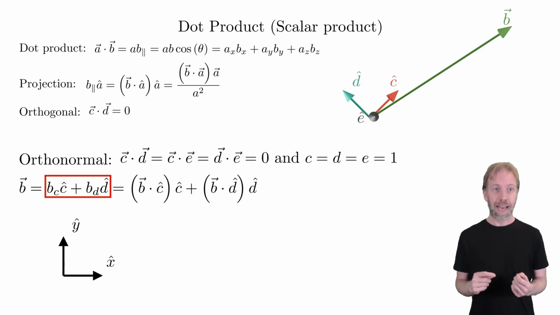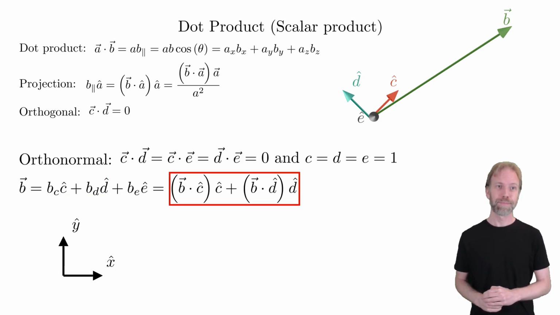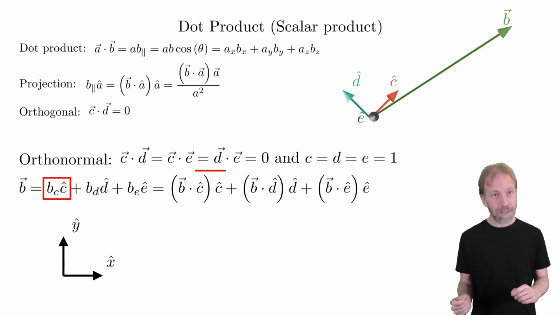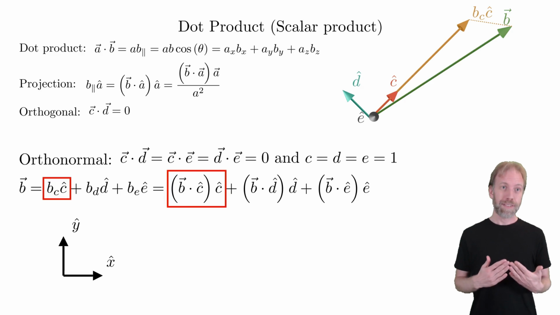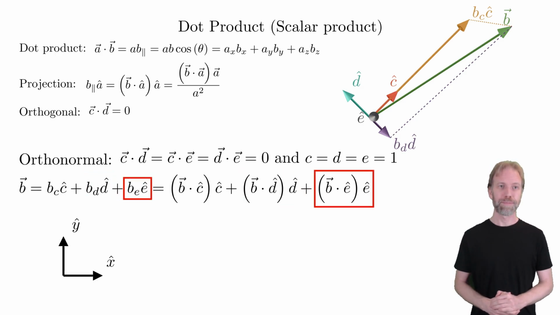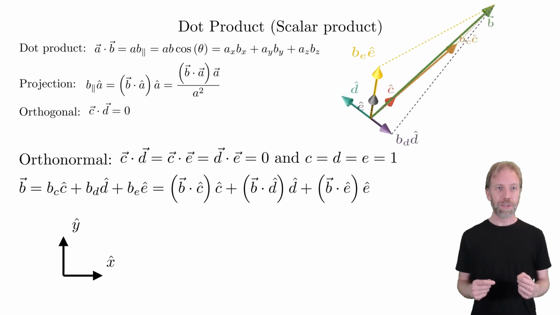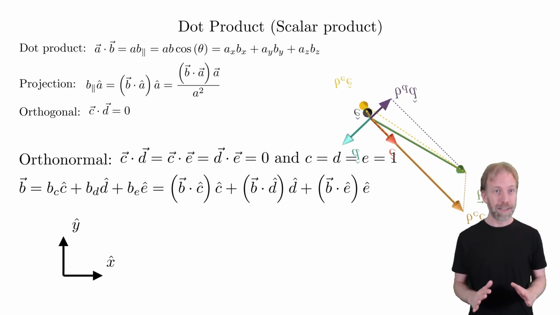To describe B, add the E hat direction, which also can be obtained by projection. Now we have the BC component. We have the BD component. And the BE component. Note that when we use an orthonormal basis, we can calculate the coefficients in any direction independent of the other directions.